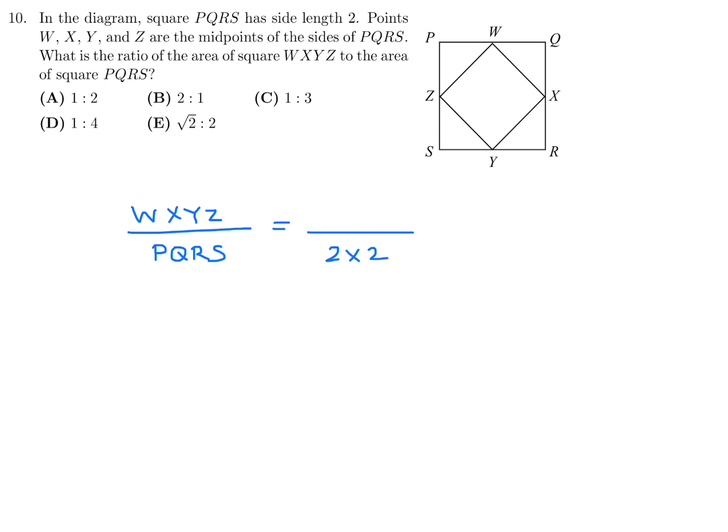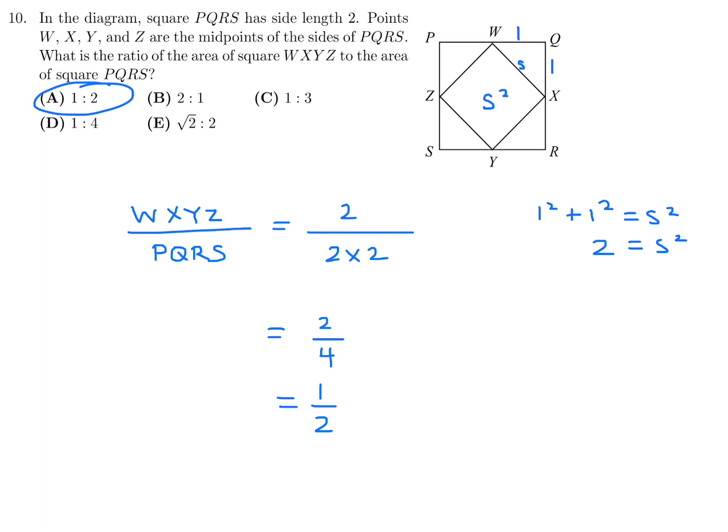Now we have to figure out the side length of WXYZ. All right. I'll just call it S. And since W is the midpoint, from here to here is 2, so from here to here would be 1. And similarly, that is going to be 1 also. So using Pythagoras, 1 squared plus 1 squared is equal to S squared. And therefore, S squared is equal to 2. So the area of WXYZ is S squared, and S squared is 2. So there we go. So it's 2 over 4, and that is, of course, 1 over 2. So that ratio is represented by choice A for number 10.